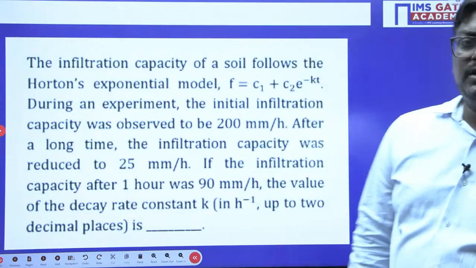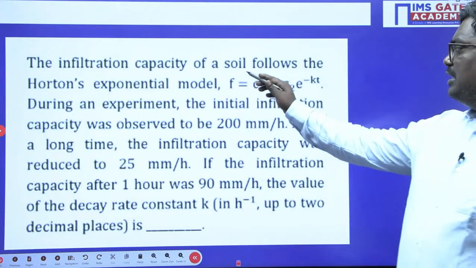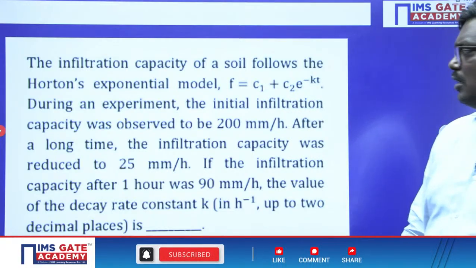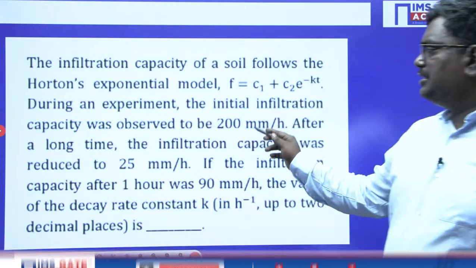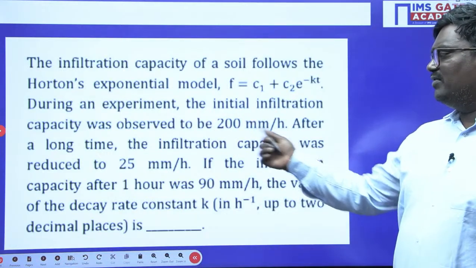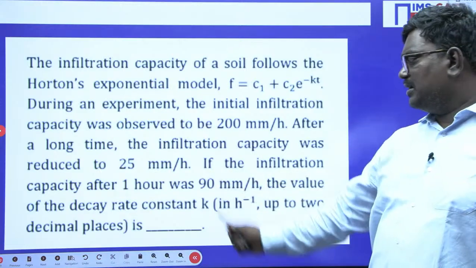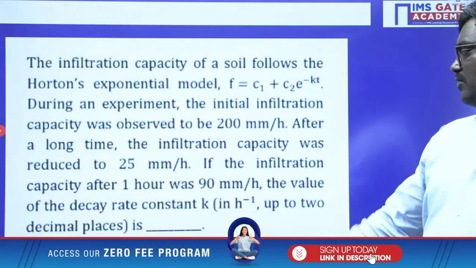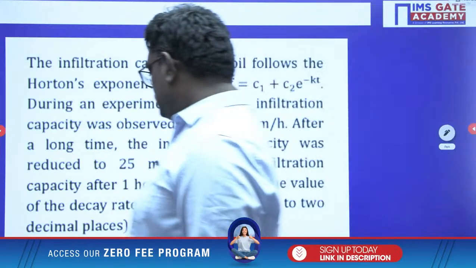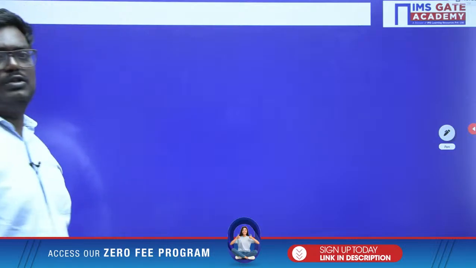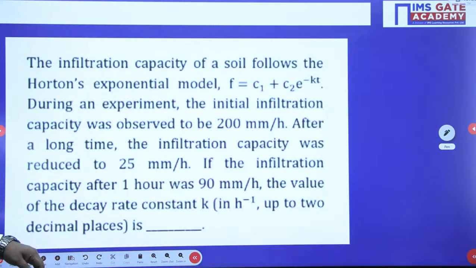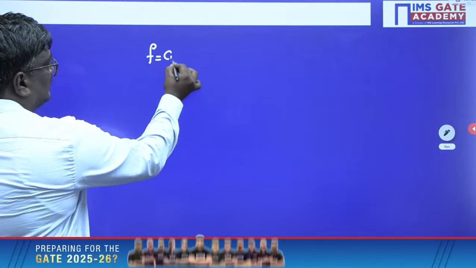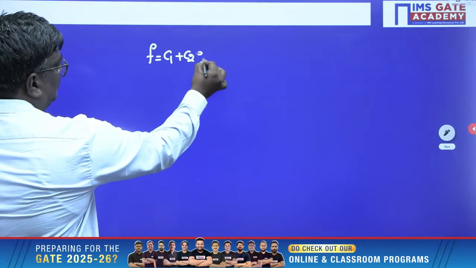Now see students, what is the question here? The infiltration capacity of a soil follows F is equal to C1 plus C2 e power minus KT. During an experiment, the initial infiltration is 200. After a long time, the infiltration falls to 25 mm per hour. The infiltration capacity after 1 hour is 90 mm per hour. The value of the decay rate constant is asked. So they have given the equation of infiltration as F is equal to C1 plus C2 e power minus KT.